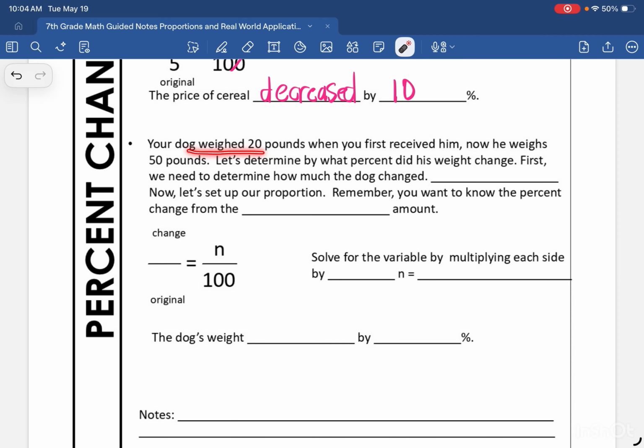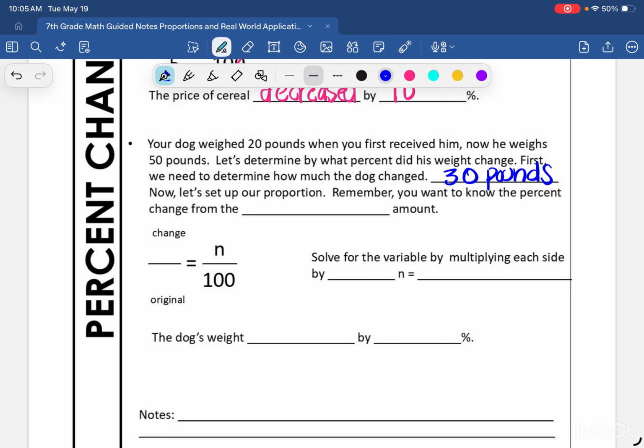Your dog weighed 20 pounds when you first received him. Now he weighs 50 pounds. Let's determine by what percent his weight changed. So, percent change. First, we need to determine how much the dog changed by. He went from 20 to 50 pounds, so the change is 30 pounds.